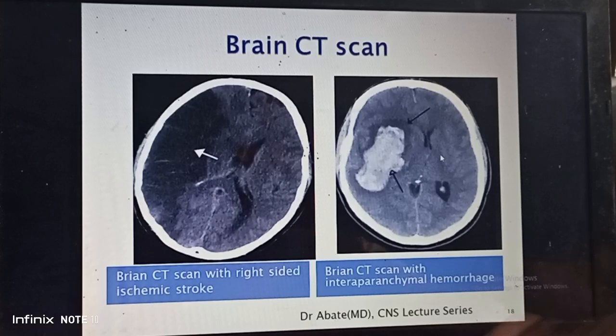on the right side of the screen, you see that this is the hemorrhage, the white part. This white is the hemorrhage. This is intraparenchymal bleeding with surrounding brain edema. The white part is the hemorrhage, the bleed in the brain parenchyma, and surrounding it, the somewhat grayish area is the brain edema due to the compression effect of the hematoma. So this is the brain CT scan of ischemic stroke and hemorrhagic stroke.